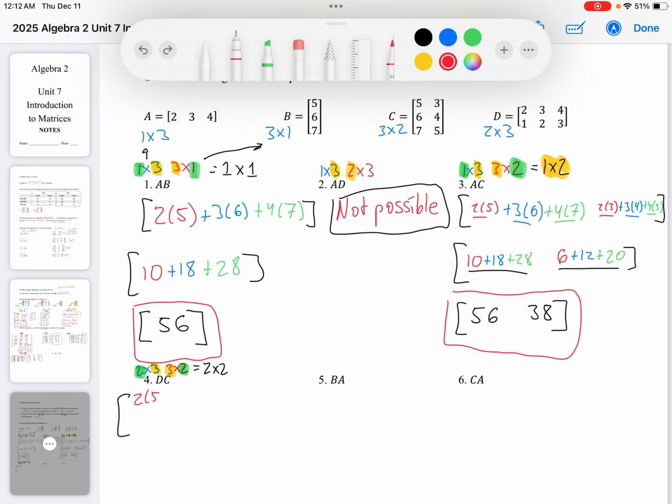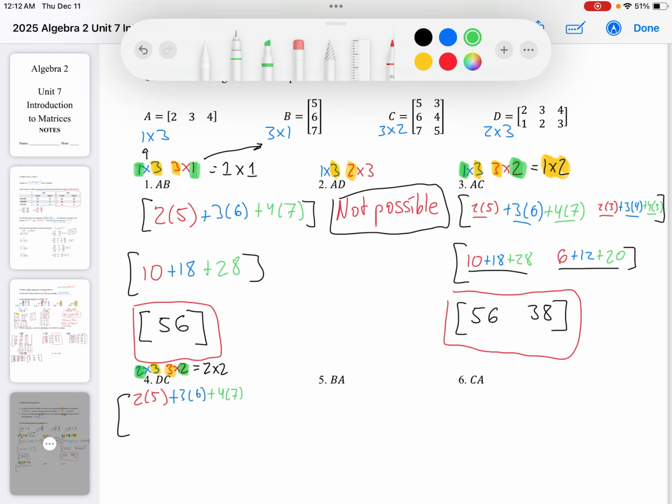Let me finish out the parentheses here. So plus 3 times 6. And then the next one would be the next number in that first row of matrix D times the next number in the first column of matrix C. So this would be plus 4 times 7. Okay. And that gives me the first entry for the matrix.